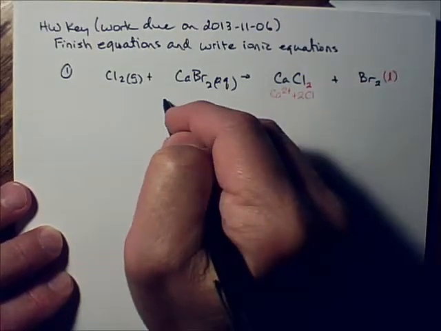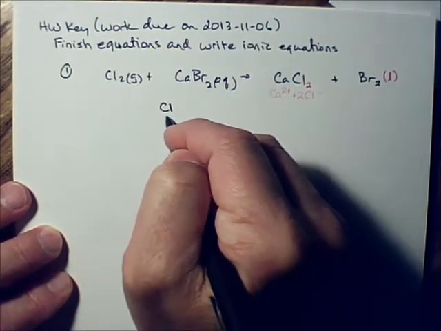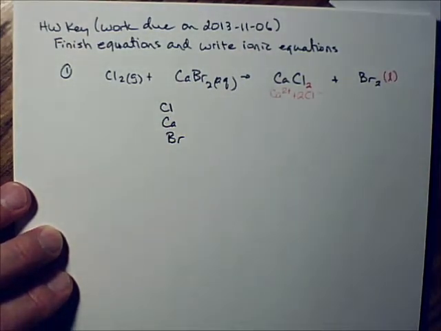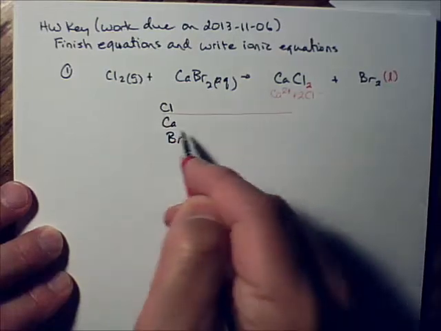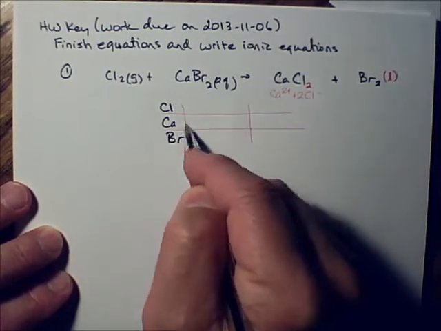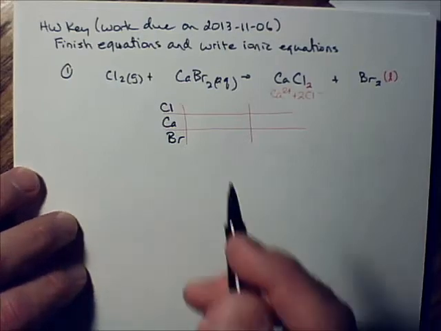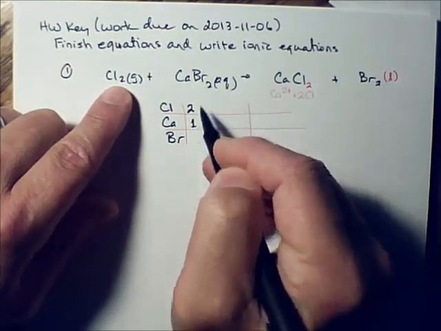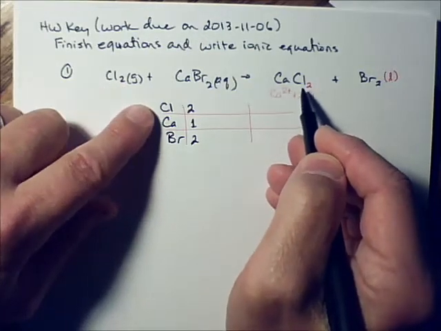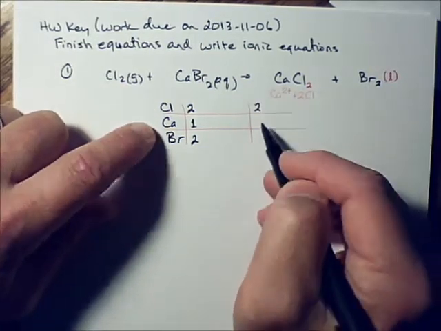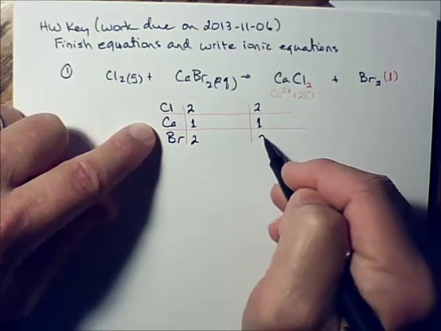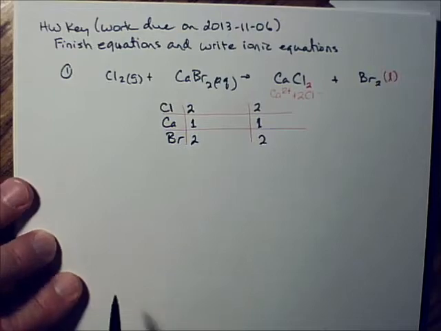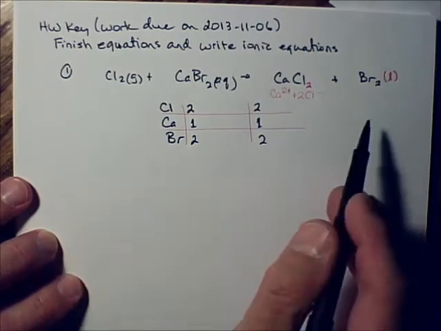So we list all of the elements in the atom inventory. We've got chlorine and calcium and bromine. So we have 2 chlorines here, 1 calcium, 2 bromines. Over here on this side, I've got 2 chlorines, 1 calcium, and 2 bromines. So that's balanced already. Okay? So that's the complete equation.